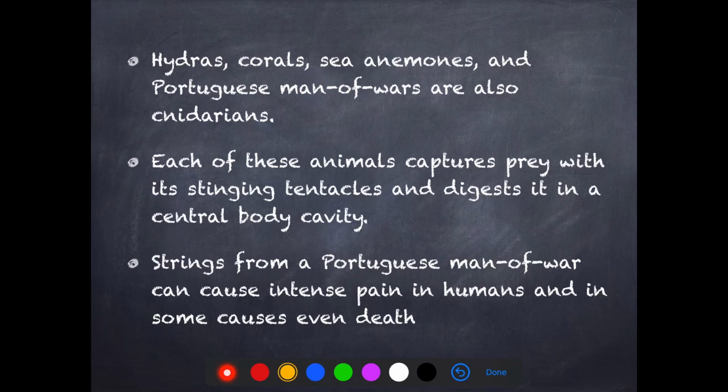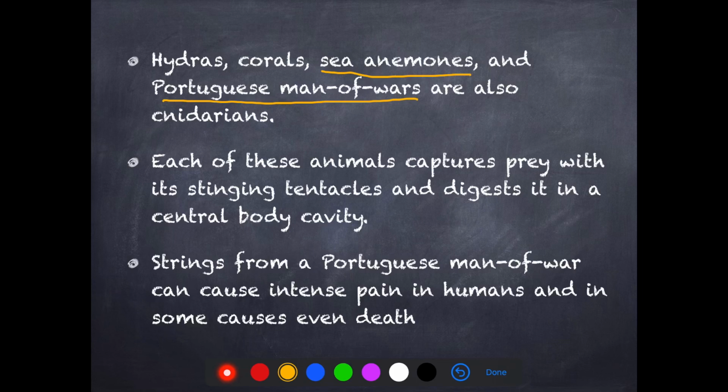Hydras, corals, sea anemones, and Portuguese man-of-wars are also different types of cnidarians. Sea anemones, you probably saw in Nemo, where that's where they live. The clownfish don't actually get injured by them. And Nemo does a very cute job of trying to pronounce sea anemones. And then Portuguese man-of-wars, I'm going to talk about in the next couple slides. It's really interesting, very dangerous, so please do not go near one if you see one. But each of these animals is going to capture their prey because of the ability of their tentacles to have these stingers on them. And then they'll be able to digest them in their central body cavity.